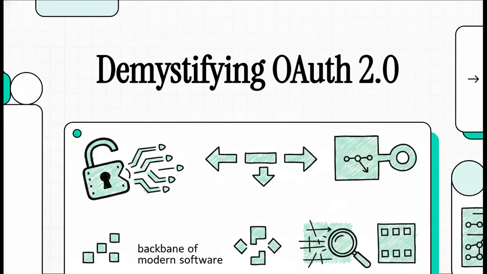So, welcome to this explainer. Today, we are going to crack open the absolute backbone of modern software security, and that is OAuth 2.0. As defined in RFC 6749, this protocol is literally running behind the scenes of almost everything you do online. And my goal today? I want to demystify it completely for you. We're going to break down all the complex jargon, visualize exactly how the data flows, and make these advanced security concepts incredibly simple to understand.